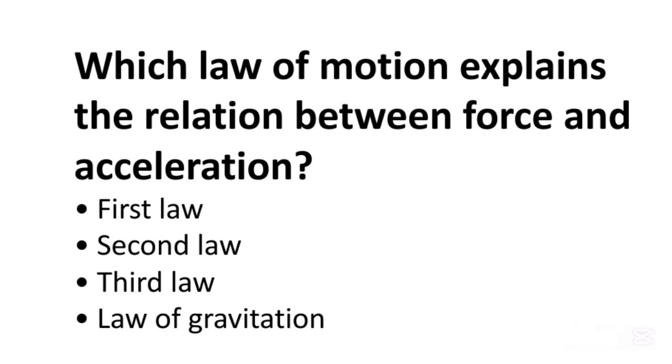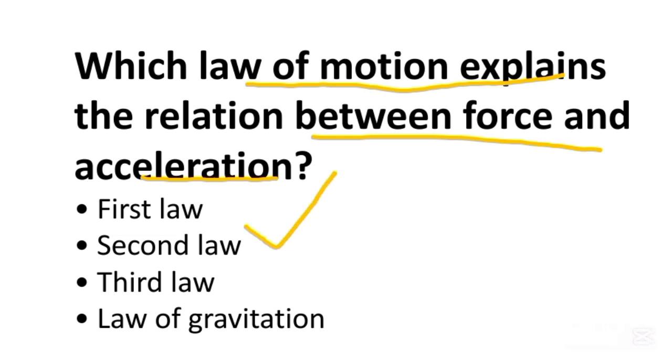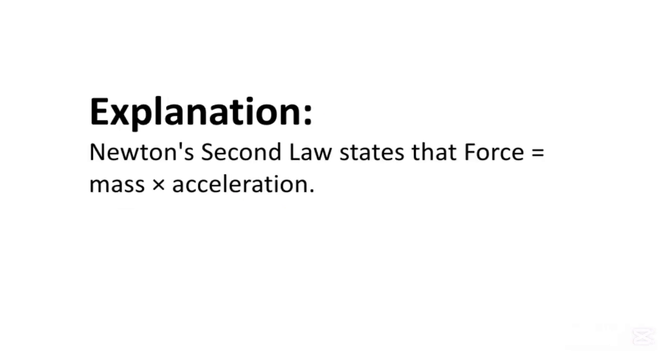Next MCQs. Which law of motion explains the relation between force and acceleration? First law, second law, third law, law of gravitation. So correct option: second law of motion, which is also known as Newton's second law, F equals ma. Newton's second law states that force is equal to mass multiplied by acceleration.